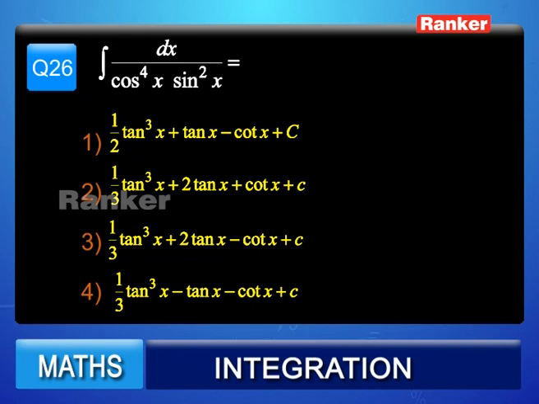Integral of 1 upon cos x power 4 into sin square x dx is equal to, first option, half of tan cube x plus tan x minus cot x plus c, second option 1/3 of tan cube x plus 2 tan x plus cot x plus c, third option 1/3 of tan cube x plus 2 tan x minus cot x plus c, and fourth option 1/3 of tan cube x minus tan x minus cot x plus c.